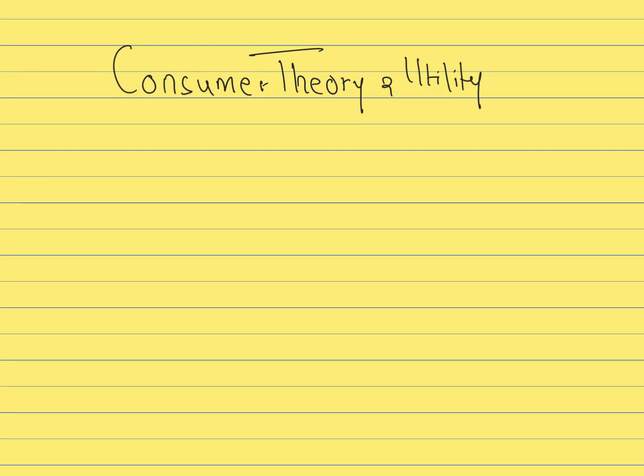Okay, the first chapter of our A2 syllabus is consumer theory and utility. In this chapter, we'll be learning how consumers make choices based on their preferences and based on their budget constraints. But before starting anything, I want to talk about one very basic economic concept so that things will make more sense to us in this chapter.